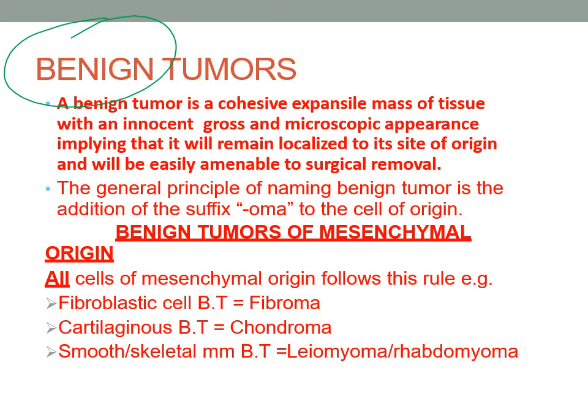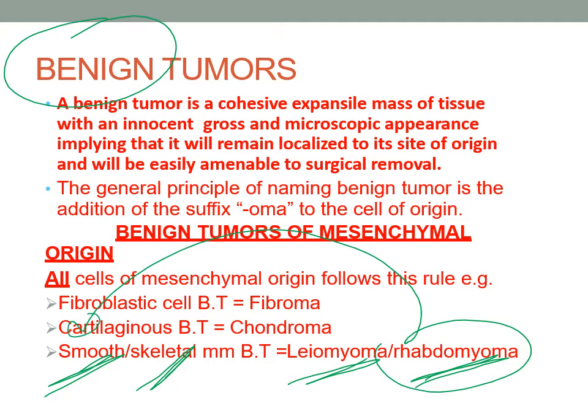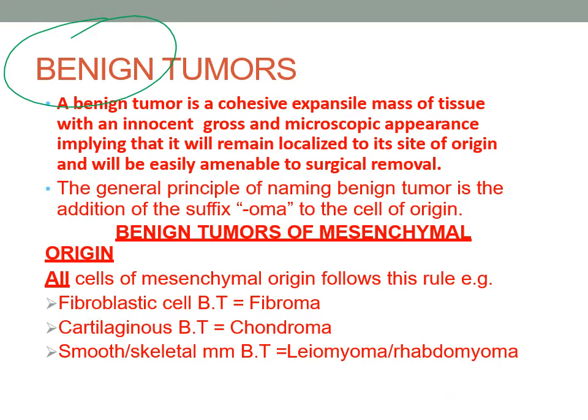Of course, students, some of you are highly confused, particularly in matching item exams. They give you a benign tumor of smooth muscle and a benign tumor of skeletal muscle. In column B, they give you leiomyoma and rhabdomyoma. And you tend to confuse rhabdomyocyte with smooth muscle and leiomyocyte with skeletal. Again to insist, students, smooth muscle is leiomyoma, while skeletal muscle is rhabdomyoma.